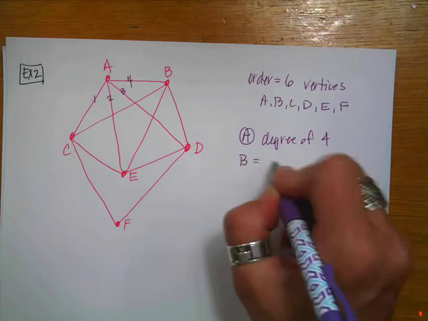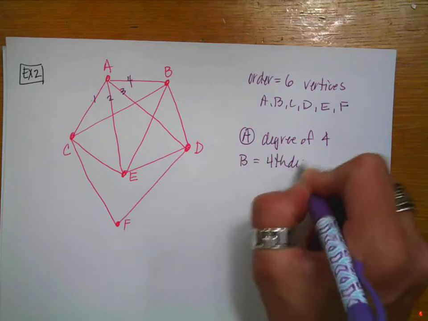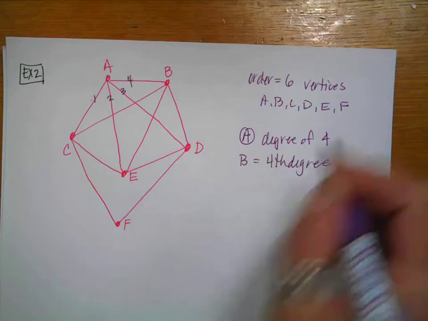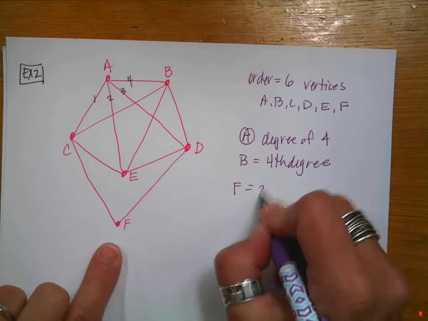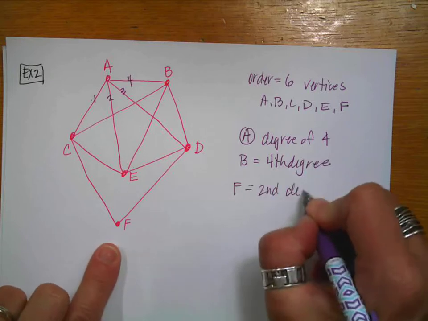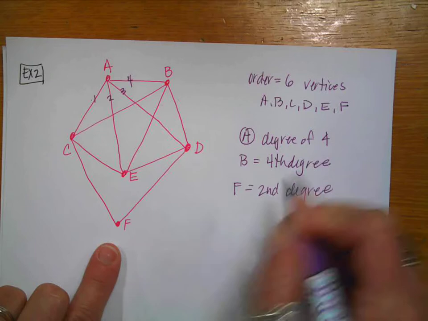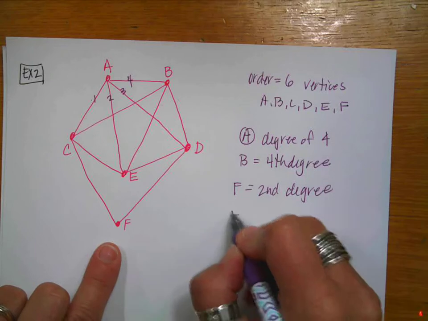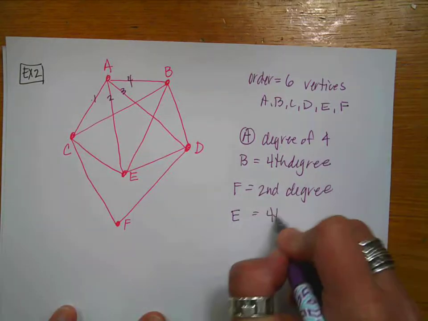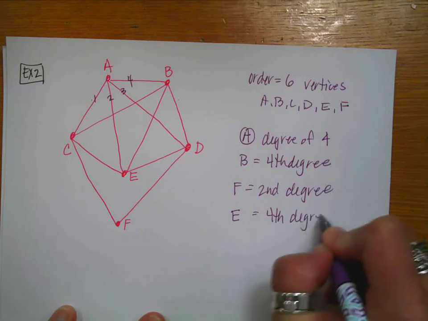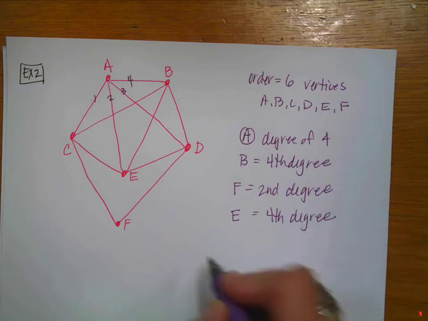B is 1, 2, 3, 4, so B is fourth degree. F is only second degree. And if I do one more, let's say E, it is 1, 2, 3, 4. It is also fourth degree.